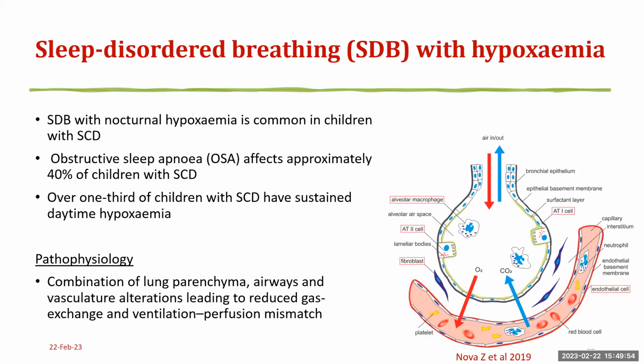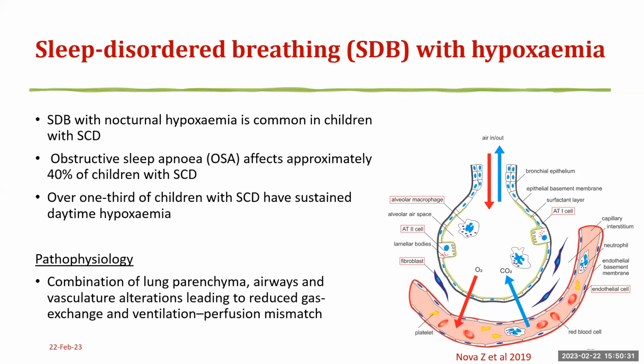And it has been found to be very common in children with sickle cell disease. We also have what we call obstructive sleep apnea, or OSA. And this one has been found to affect up to 40% of children with sickle cell disease. And lastly, over 1/3 of children with sickle cell disease have sustained daytime hypoxemia. So in a nutshell, we find that children with sickle cell disease are prone to hypoxemia, and we know hypoxemia sets off other events that eventually affect other different body parts, as well as the lungs.